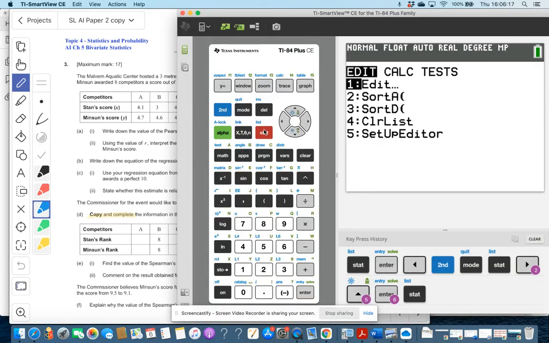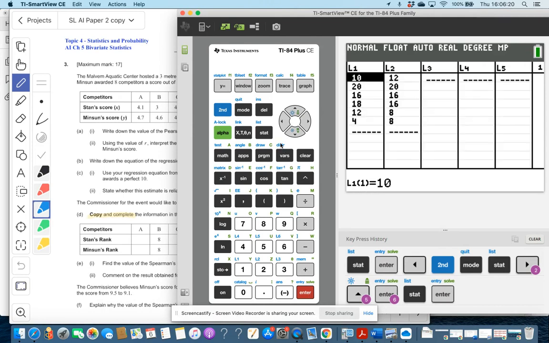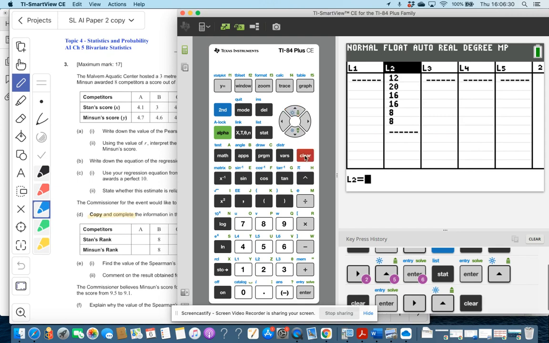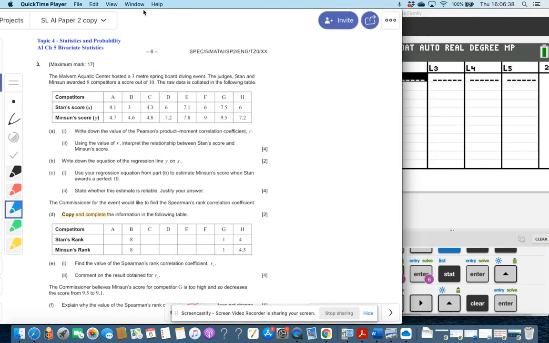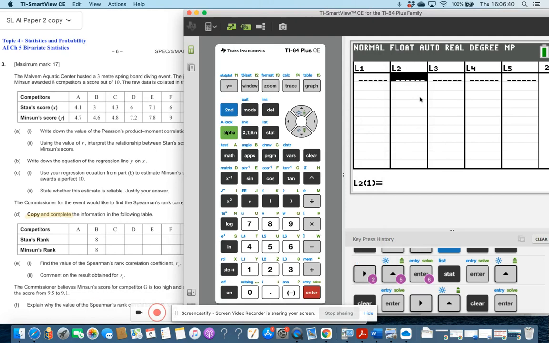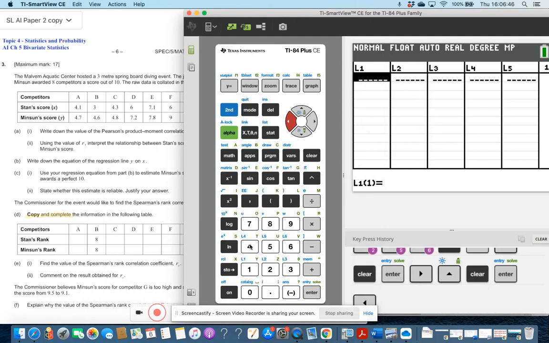We're going to go back to stat. We're going to go back to editing these tables. How do I clear it for this question? Because I just used it. I arrow up to L and hit clear. I don't want to delete my tables, okay? Or I'm going to be having to switch to L2, or L3, L4, and again, I don't want to really have to do that. I want to just use the calculator where it is. Okay, so put in Stan's scores in list 1 and Minsson's scores in list 2.